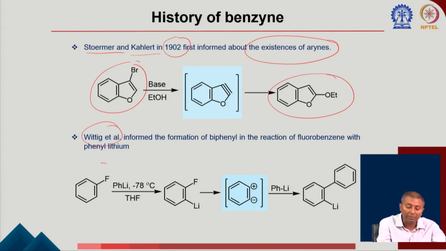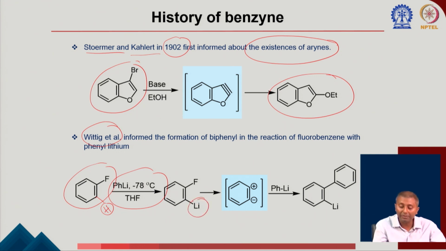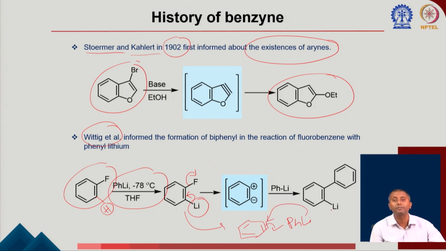Then later on, it was Wittig who also found that if you start from fluorobenzene using phenyllithium, first the proton next to the fluorine, which is the more acidic one, gets abstracted, forming the corresponding lithium species. Then an elimination happens and some sort of benzyne species forms. Now the phenyllithium is already present in the reaction. It's a nucleophile, so it can also attack here and form the corresponding lithium species, which can get protonated.